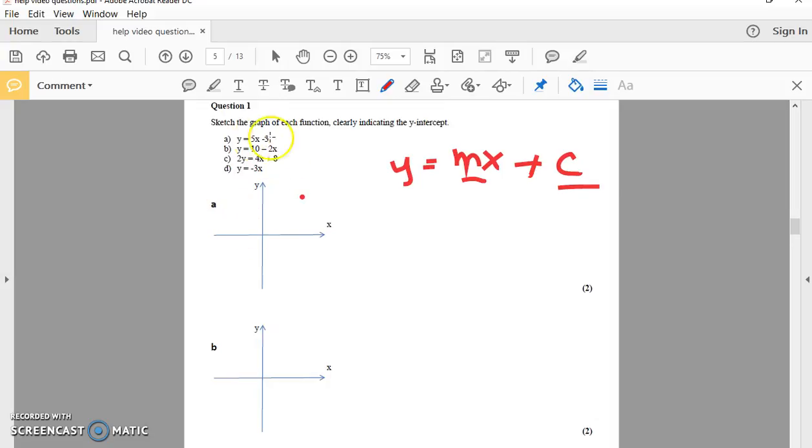So if I look here, my first graph tells me that I have y equals 5x minus 3. So that y-intercept is the first thing I'm going to put. So minus 3, we're going to guesstimate, is around here. Okay? And again, it says clearly indicate my y-intercept. So I've got 0 is my x, minus 3 is my y. Now, I'm going to have to go up 5 over 1. So that tells me that I'm going to have a really steep positive graph.